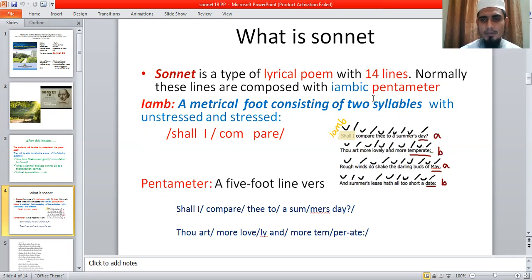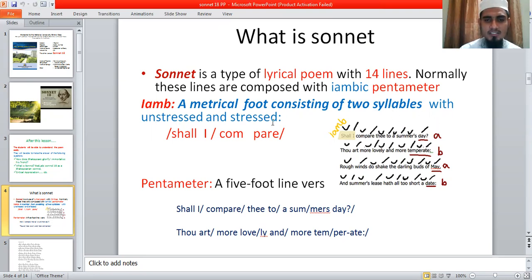So what is iambic and what is pentameter? You know that an iamb is a metrical foot, a metrical foot consisting of two syllables. It is called a foot. It's a measurement of the line of the poem. If you measure the line of the poem, then this is called a foot or meter. So iamb means a metrical foot consisting of two syllables. What is a syllable? A syllable means a sound with one pause, one step of our tongue. So it is called a syllable.